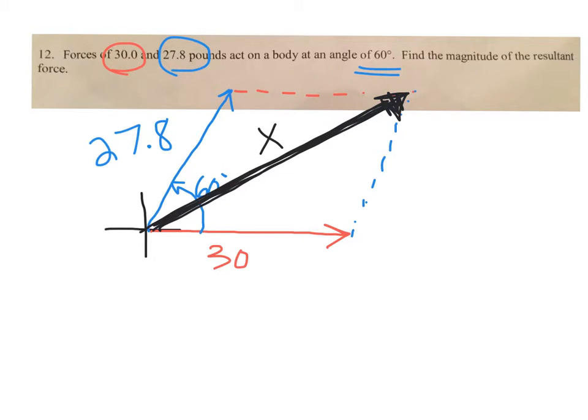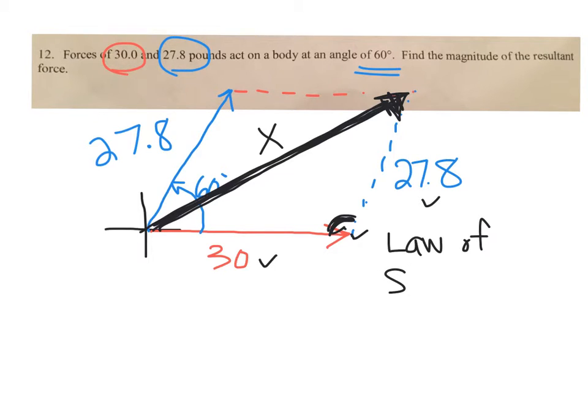Now, in order to do this, let me write down this. So this is 27.8 over here also because it's a parallelogram. It would be really nice if I knew the measure of this angle right here, because then I would have side, angle, side, and I could use the law of cosines to solve for my resultant there, which is good because in a parallelogram, these two angles add up to 180. So if that much is 60, that means this one has to be 120.